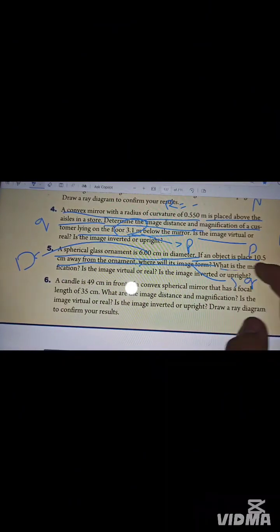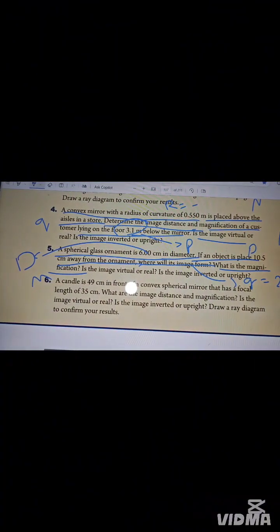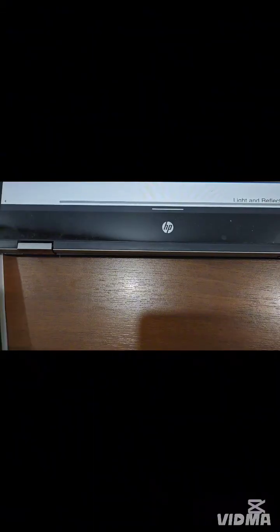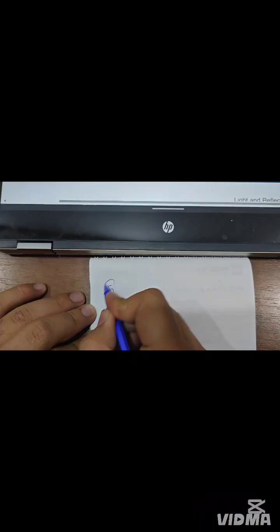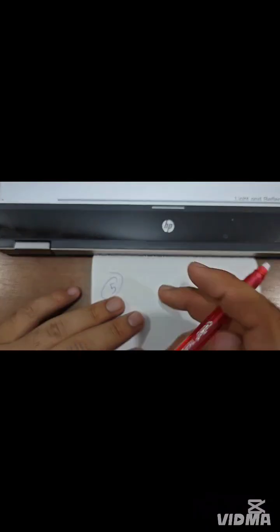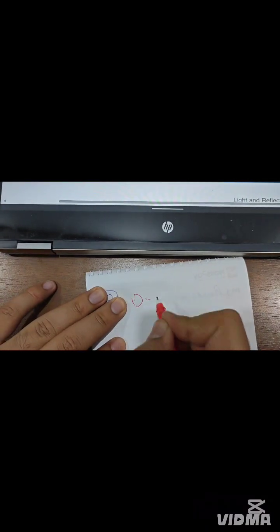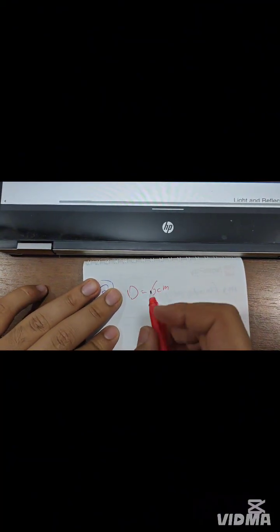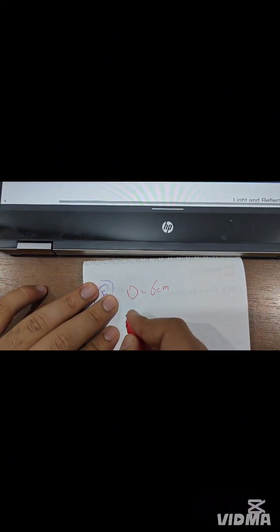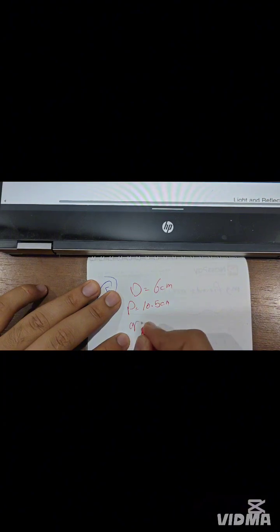What is the magnification? Good. Let's solve question 5. Spherical glass, the diameter D equal to 6 centimeter. If an object placed, so the value of P equal to 10.5 centimeter away, where will its image form? Find the value of Q.